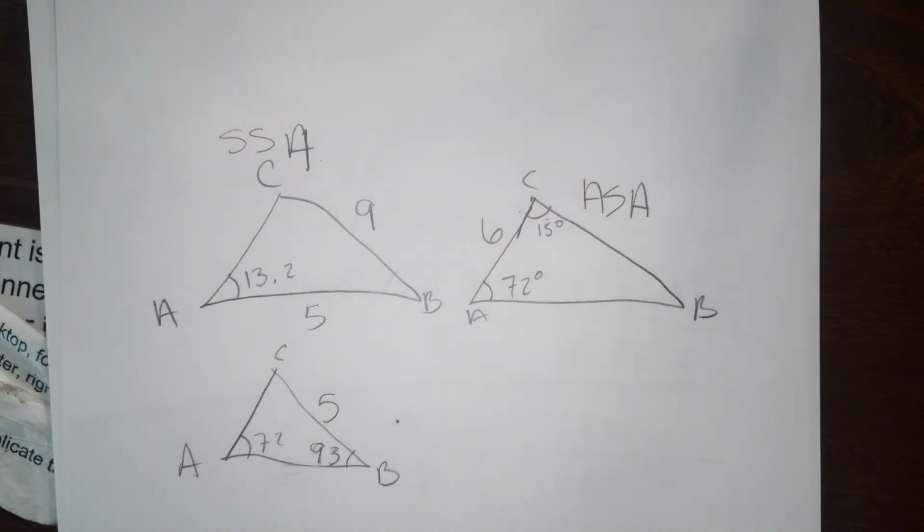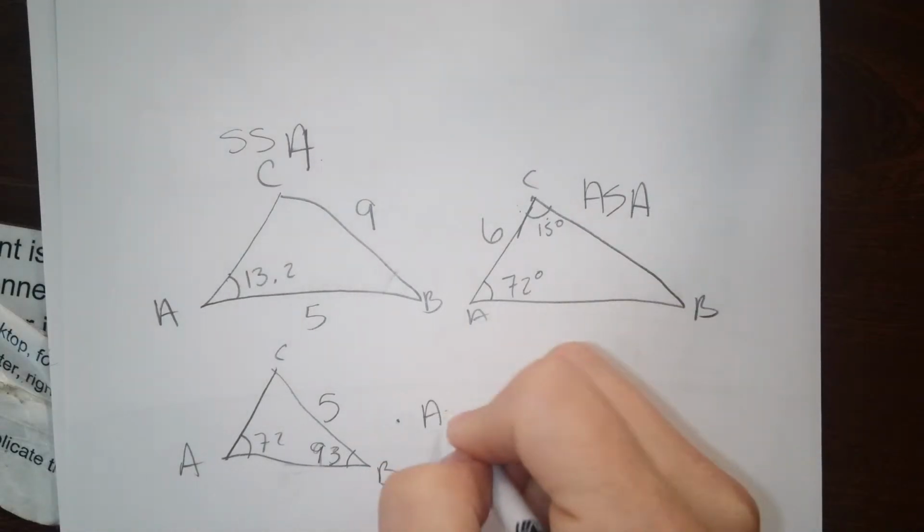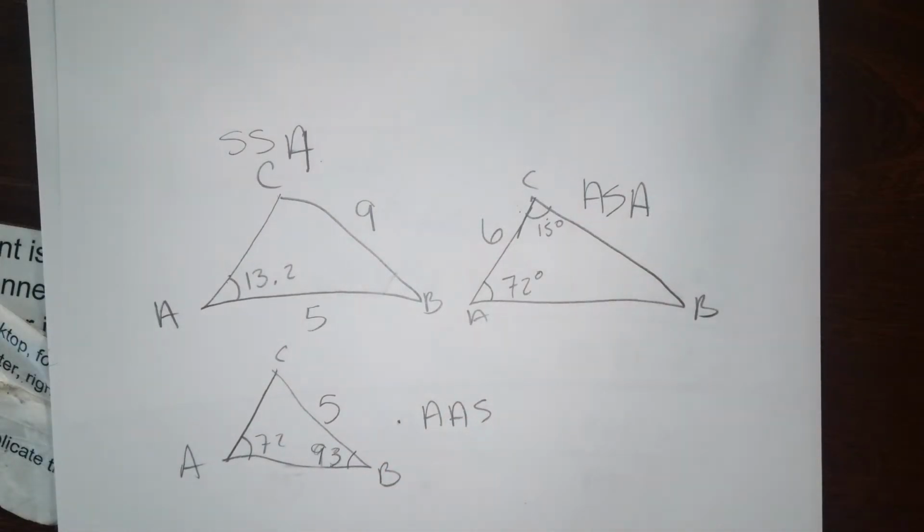All right, so what do I have here? Angle, angle, side. This time I've got two angles and a side. Is the side in between the angles? No. So this is angle, angle, side. Is that okay? Yeah, so draw that triangle and just look at where everything is positioned.